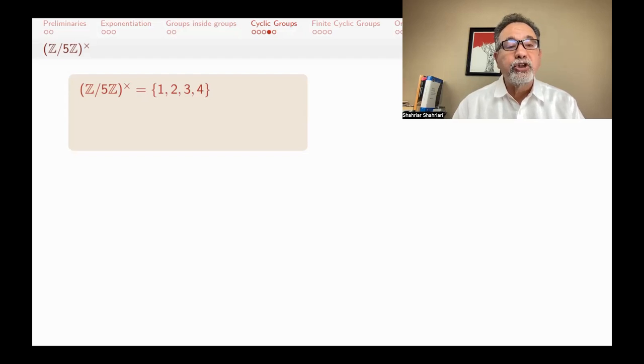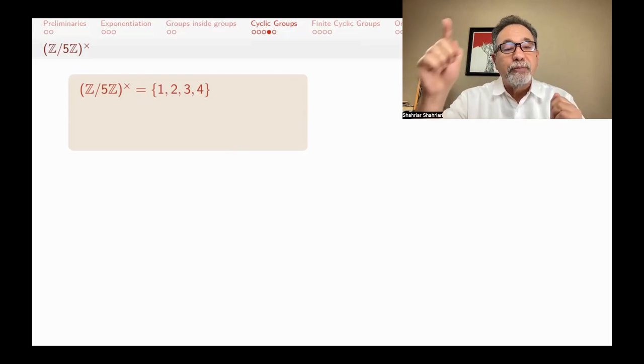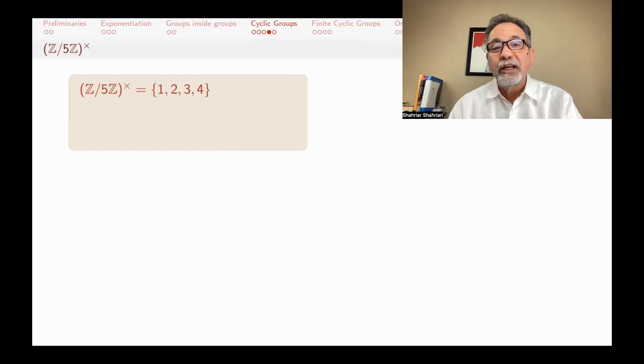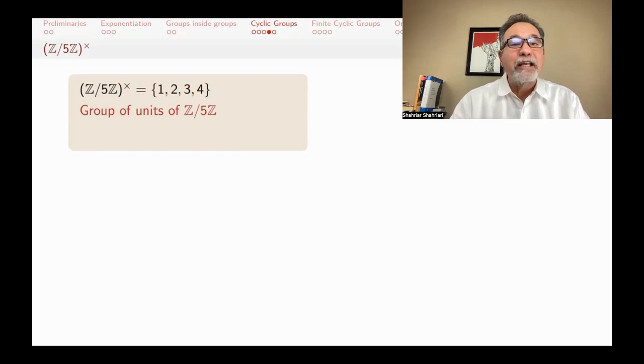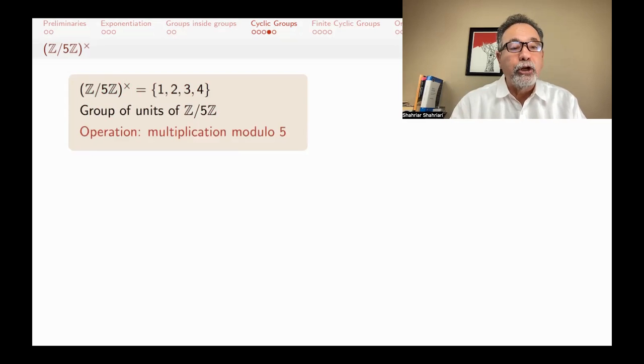One other example is the group of units of Z mod 5Z, which we write as Z mod 5Z with the times on top. Z mod 5Z with addition is a group, but Z mod 5Z with multiplication modulo n is not a group, because not everything has an inverse. But if you take the invertible elements, which are called units, then you get what's called the group of units of Z mod 5Z, and that has 4 of the 5 elements of Z mod 5Z. It has 1, 2, 3, 4. All of those have multiplicative inverses, but 0 does not. That is a group. The operation is multiplication modulo 5.